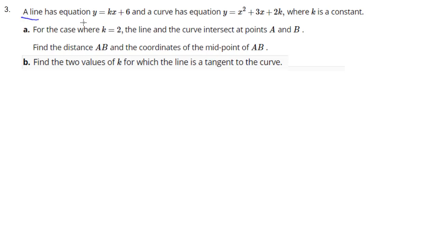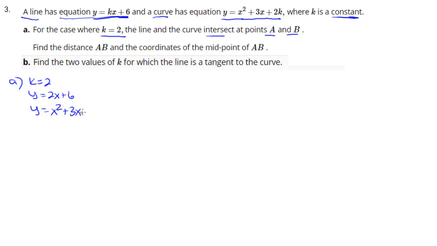Okay, number 3, we had a line, an equation, y equals kx plus 6, and we got a curve, y equals x squared plus 3x plus 2k. K is a constant. All right, so they tell us in part A to make k 2, and then find out what points the curve intersects with the line.